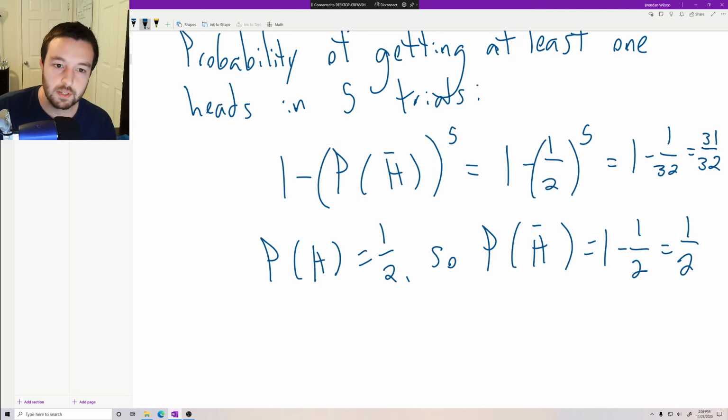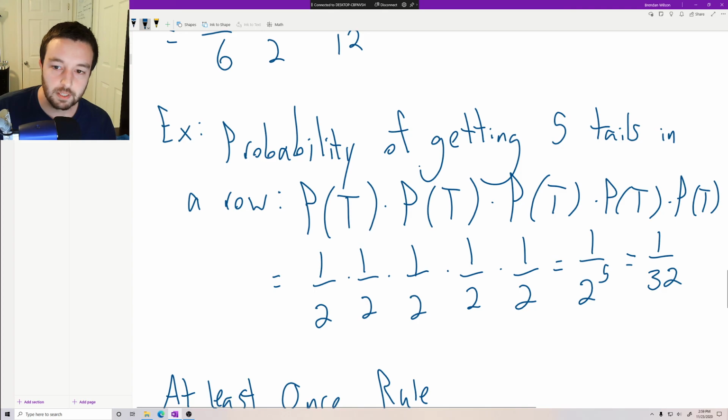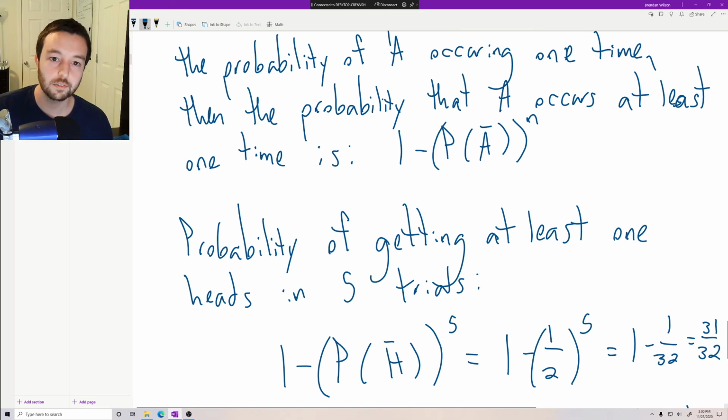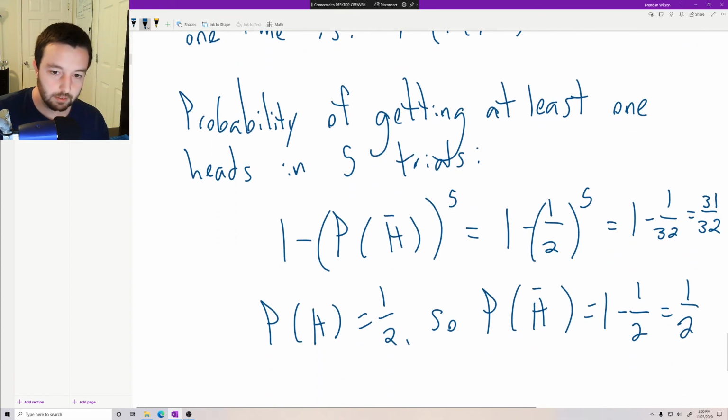So this should make sense based on what we just did. The probability that we get tails every time in those 5 trials is 1 out of 32. The opposite of that, the complement, would be the probability that we get heads at least one time, which would be 1 minus 1 out of 32, which is 31 out of 32. So this adds up with what we did in the last section with complement probabilities.